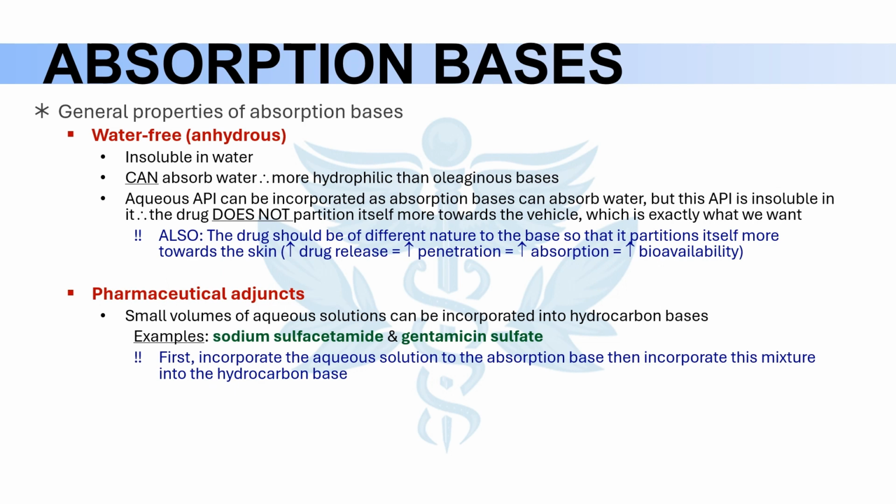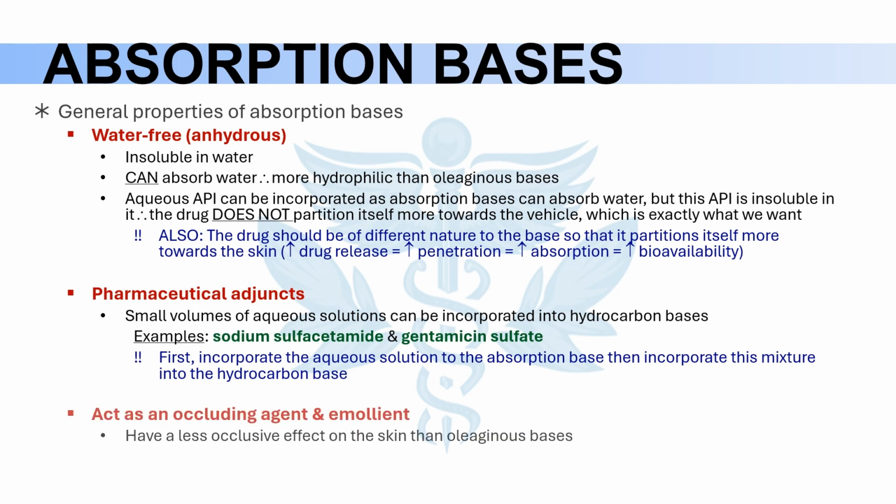So if we wanted to incorporate an active constituent into a hydrocarbon base, we can't do it directly, but we can use absorption bases as an intermediate. How would we do it? First, we incorporate the aqueous solution or active constituent to the absorption base, and then we take this mixture and we incorporate it into the hydrocarbon base. For which drugs can we do this for? For sodium sulfacetamide and for gentamicin sulfate.